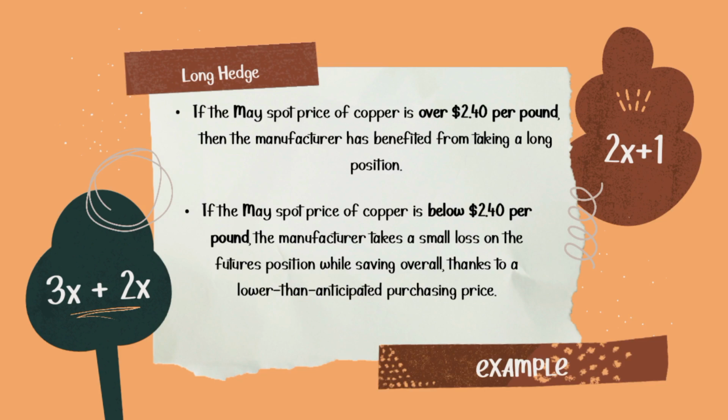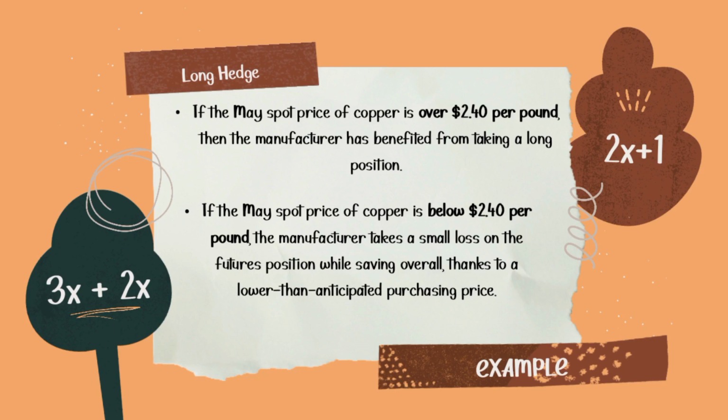So this futures contract can be sized to cover part or all of the expected order. Sizing the position sets the hedge ratio. For example, if the purchaser hedges half the purchase order size, then the hedge ratio is 50%. So if the May spot price of copper is over $2.40 per pound, then the manufacturer has benefited from taking a long position. This is because the overall profit from the futures contract helps offset the higher purchasing costs paid for copper in May.